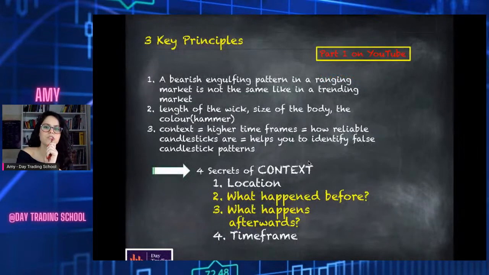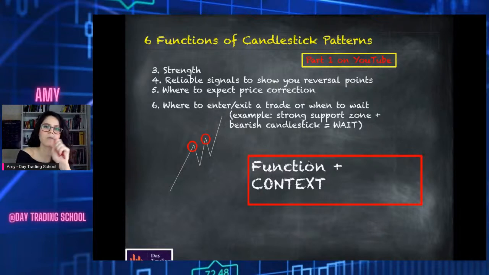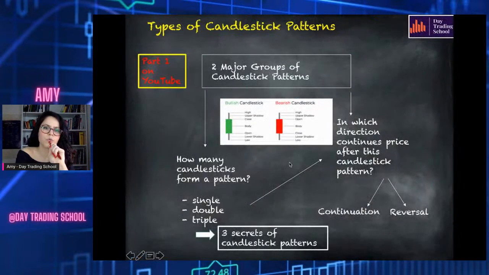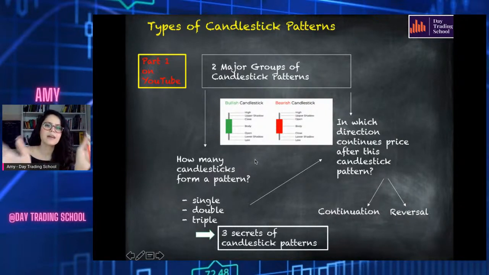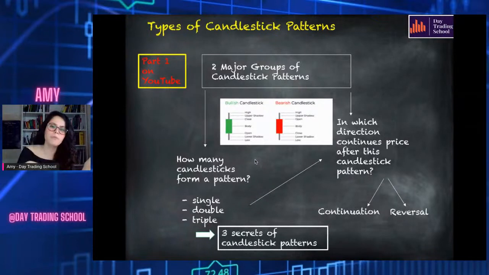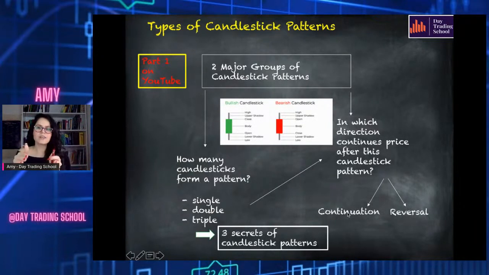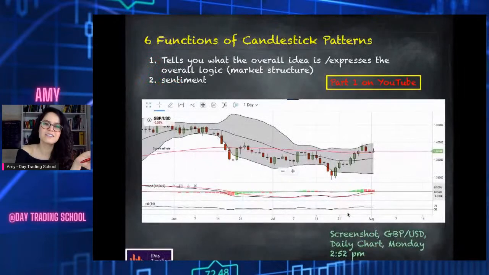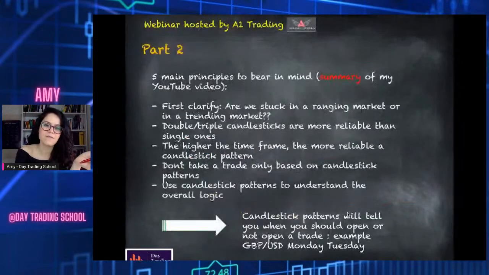Let me see if I have mentioned anything important in part 1, because that was my YouTube video. No, that's not very important. This was just for you to understand that candlestick patterns are reliable when you have double or triple or even price patterns. And they either mean continuation in that direction that has been triggered, or they mean reversal. That's it. Trading is not difficult. You have to apply this simple idea every day, and this makes it very difficult.